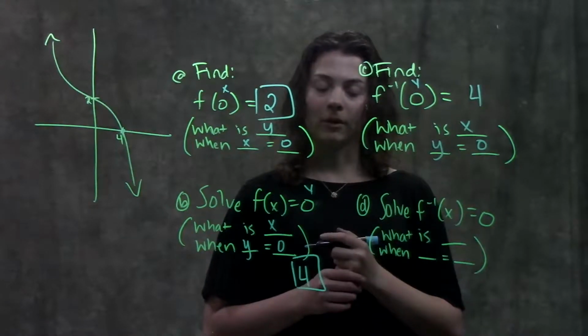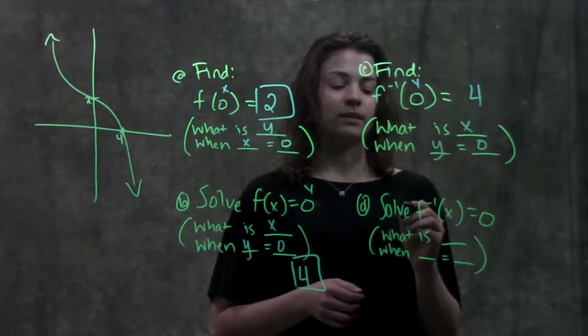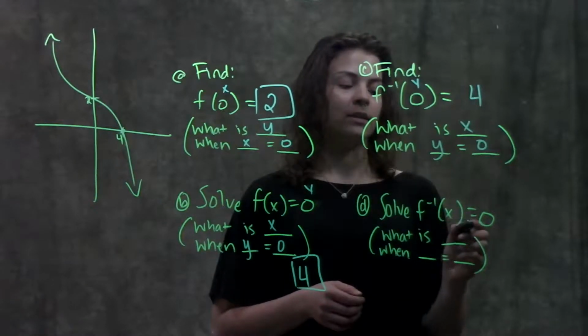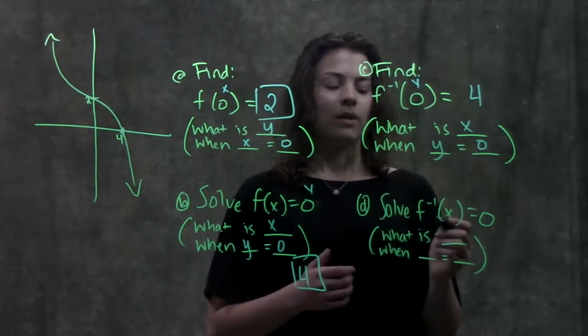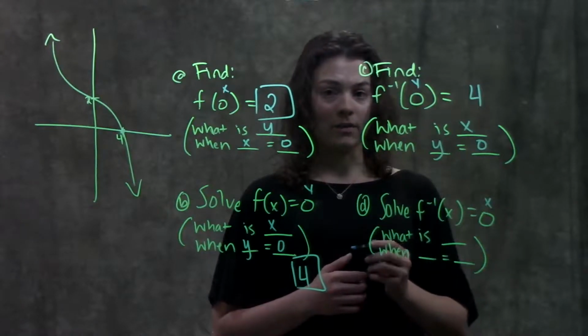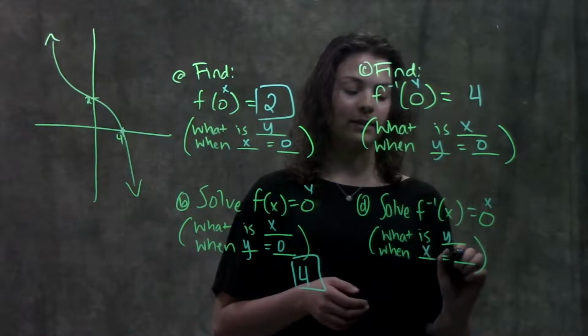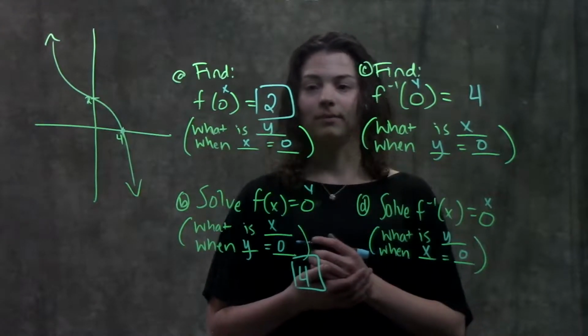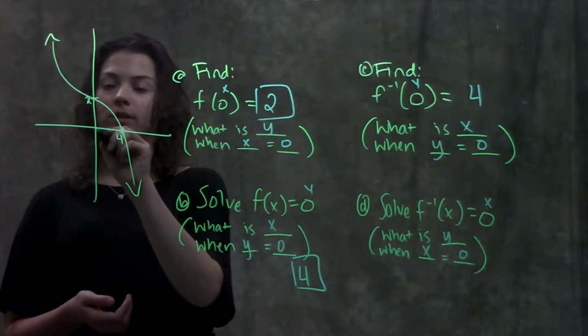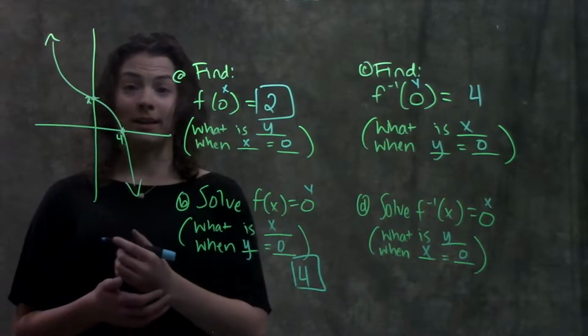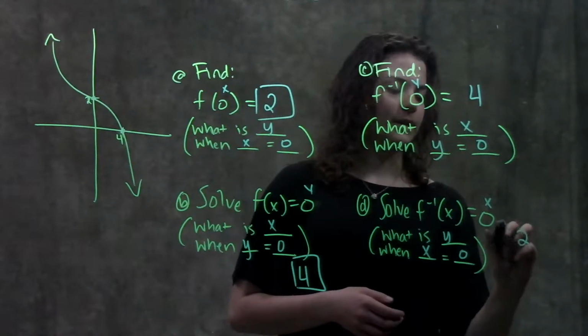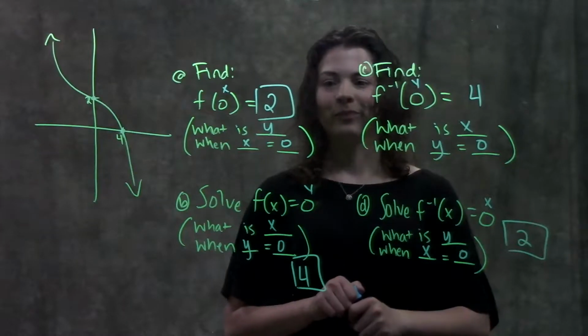And part D, similar thing. When it's asked us to solve for the inverse function of x when equals 0, they are giving us some x value now, and they're asking us to solve for y. So what is y when x equals 0 on our inverse? So we go to where x equals 0, and our y value here is 2. So the answer to part D is just 2.